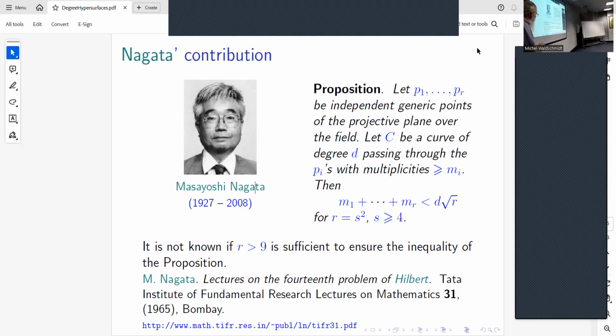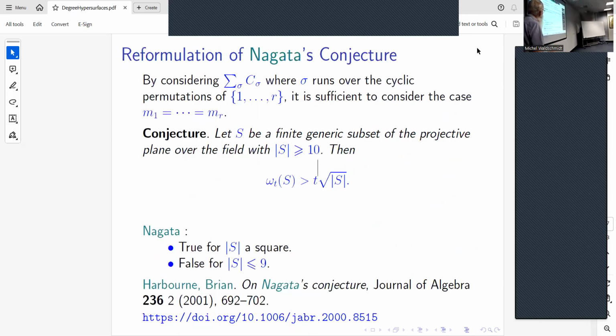The conjecture, which is the conjecture of Nagata, is that he said it is not known if r greater than 9 is sufficient to ensure the inequality of the multiplicities. r greater than 9 means that instead of r being a square, we just assume that r is at least 10. We do not assume that r is a square. And so this is the conjecture of Nagata. The reformulation of Nagata's conjecture is: if S is a finite set of generic points of the projective plane, so it means S greater than or equal to 10, then omega T is strictly greater than the square root of S.